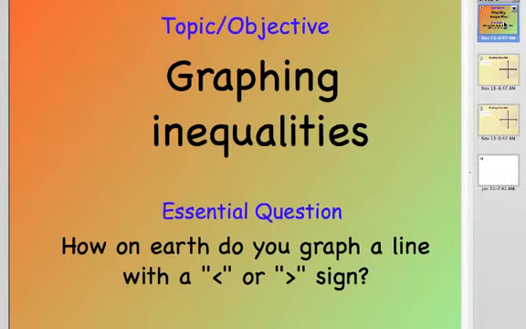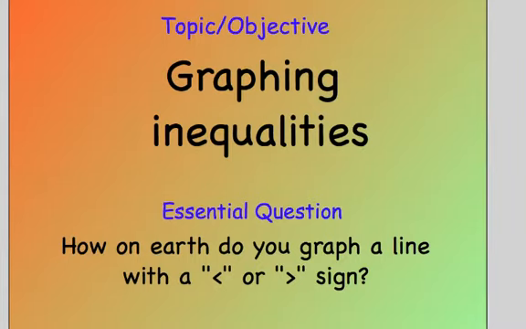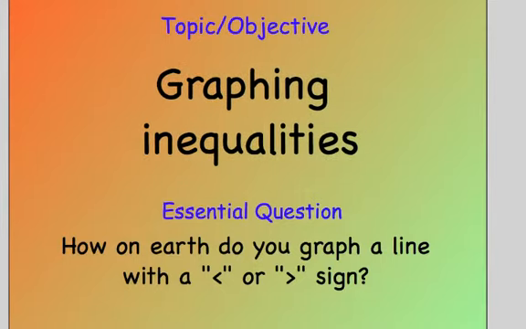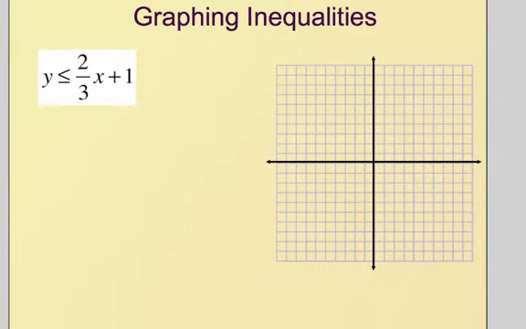So anyways, today we're talking about graphing inequalities. And my essential question for today, I think is quite appropriate, which is basically asking, how on earth do you graph a line with a greater than or less than sign? Because most of the time when I work with students on graphing inequalities, they will ask that exact question, like, what are you talking about? How does this work? Well, let me show you how it works, and it's not that bad, I promise.